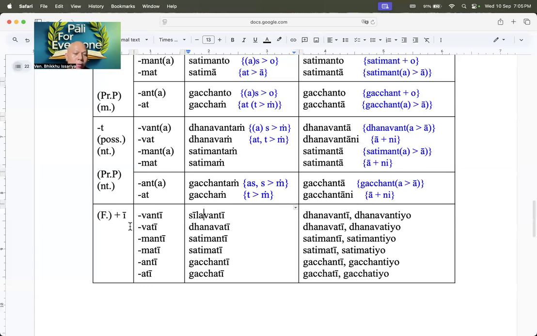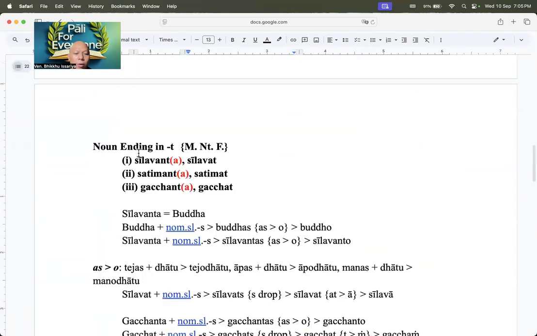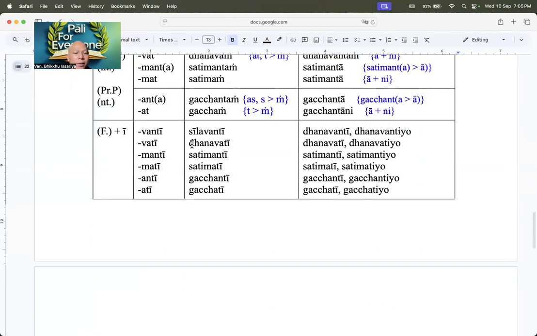So actually for the feminine gender, they have the same, all of these six words. To the silavant, by adding the feminine gender sign, we have silavantī in this way. And for the silavā, by adding the feminine sign, silavatī. For sedimant, sedimantī. For sedimā, sedimatī. And gacchantī, and gacchatī. So the stem is ending in the feminine sign.